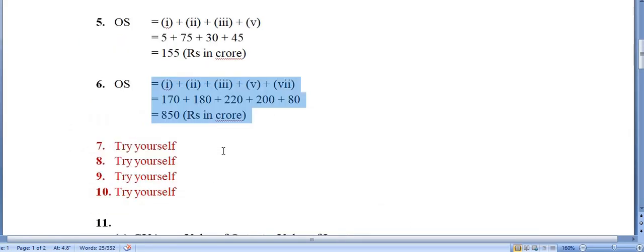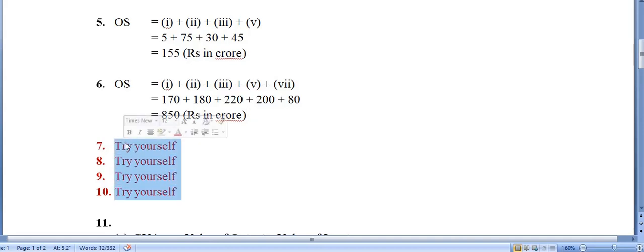So here you will be having one, rent, two, interest, number three, undistributed profit. Mixed income is not a part of OS. Dividends, yes. And then ultimately corporation tax. So we can calculate 7, 8, 9, 10. If there is any problem, if your answer is not matching, let me know. If you are facing any kind of problem, just let me know.